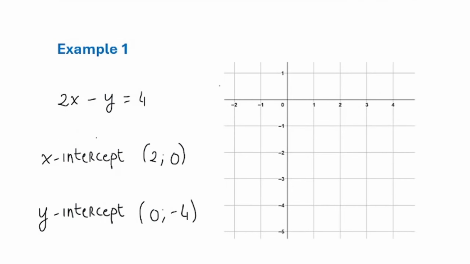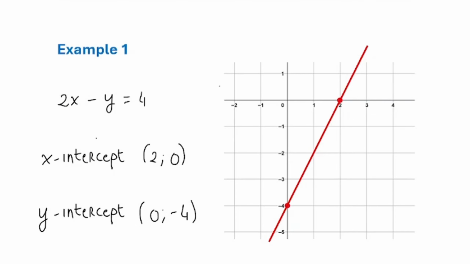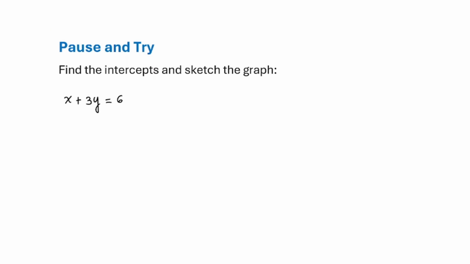Now we have 2 points, and this is enough to draw the graph. We plot the points and draw the straight line through them. Remember, through 2 points, there is exactly one straight line. Now it's your turn. Pause the video and try this one: x plus 3y equals 6. Find both intercepts and sketch the graph. Then press play to check the solution.